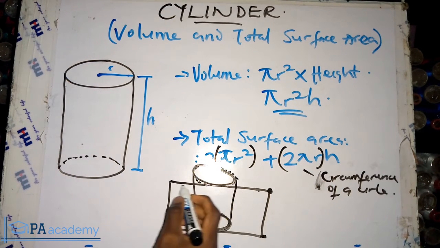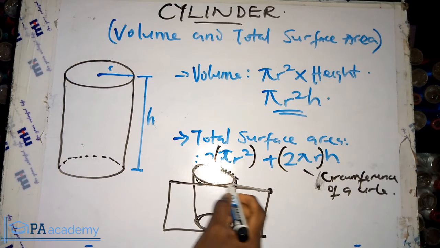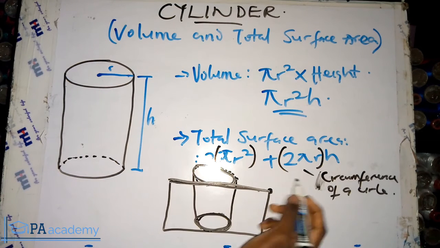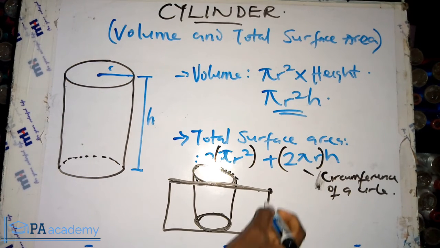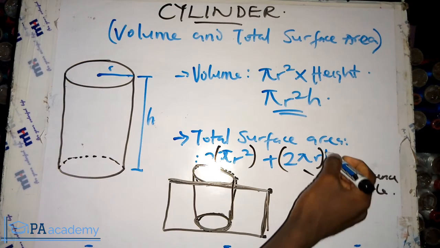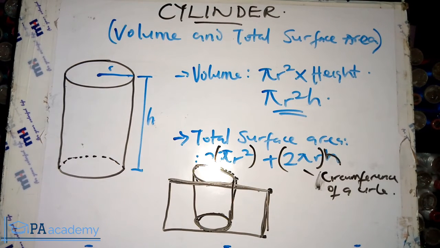So we can't have this. Length here is the same thing as what? The 2 pi r. That's why we're having 2 pi r. Then the height, this height is the same thing as this height, and that's what we're having as h here. So I believe you understand what I'm talking about, but basically I'm just trying to explain the formula for you so that you can have a better understanding.